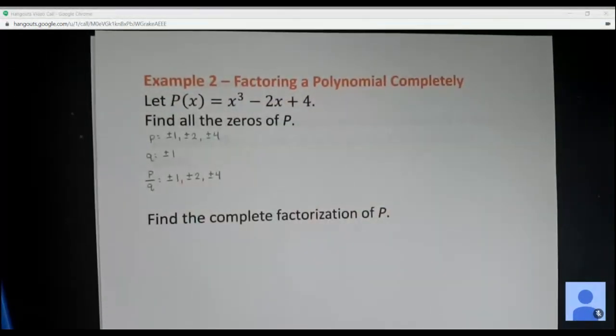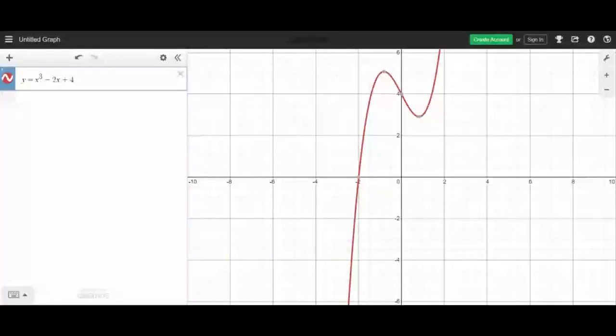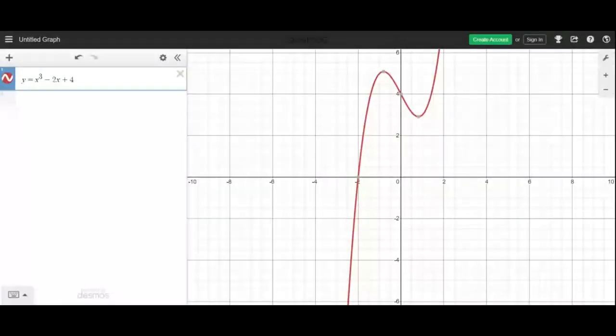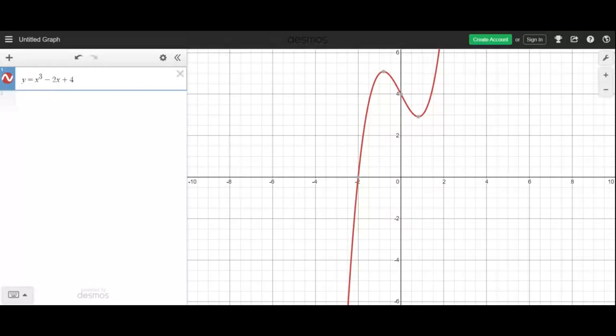Good. All right, so just like before, now we can look at our graph to see which ones of those we might actually want to test, right? So again, I'm going to go into Desmos and I will graph this one. I'll share that screen. All right. So which one does it look like we want to test this time? Good. So negative 2 is the value we're going to test. So that's what's going to go in our box. Switch this back over now.